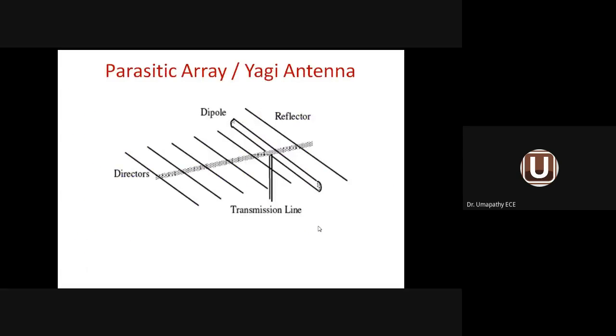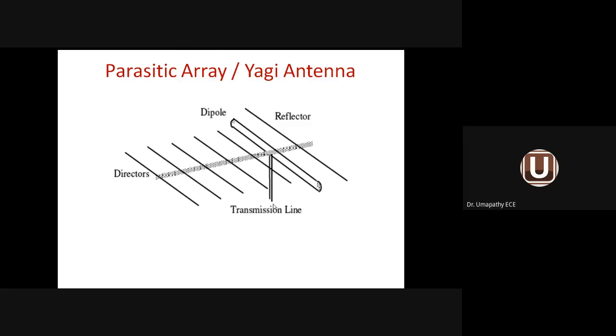Let us go to parasitic array. I was telling the meaning of parasitic element yesterday. Parasitic means an element which is totally dependent on other elements. Opposite is active element. We can call a parasitic element a passive element. So here 3 elements are available in this antenna. One is the reflector. Second one is the folded dipole. Third one, 1, 2, 3, 4, 5, 5 directors are available. So directors and reflectors are parasitic elements. Dipole is the active element.